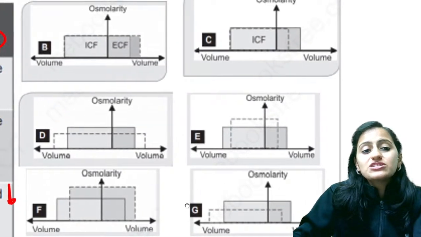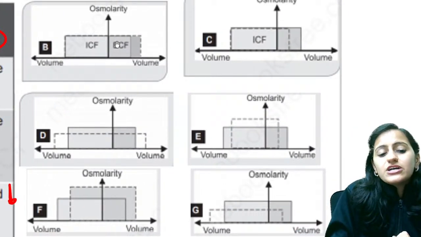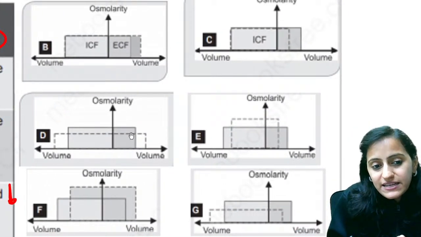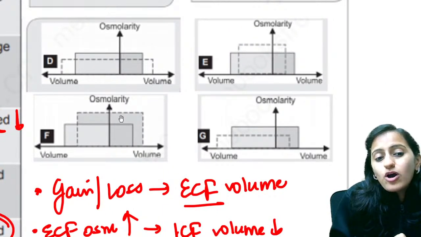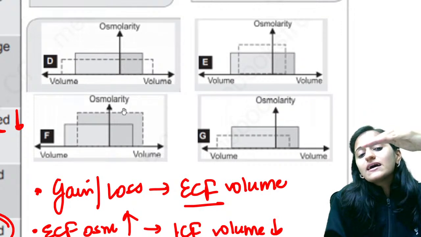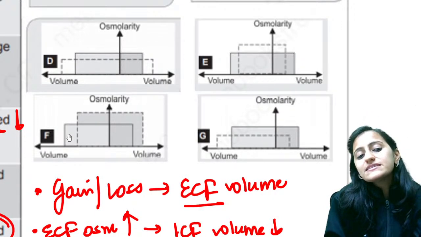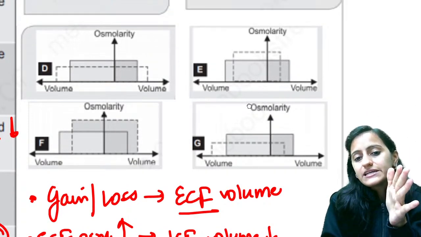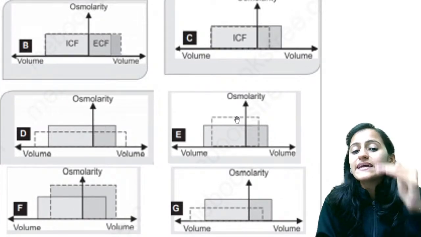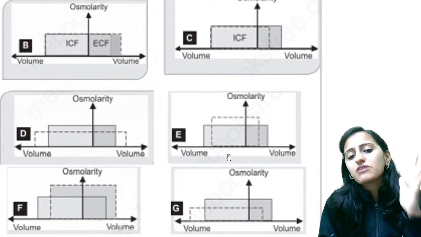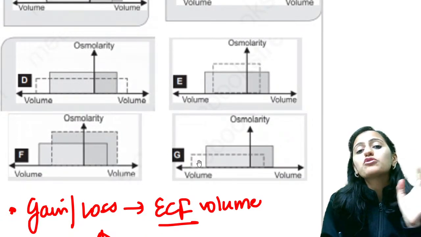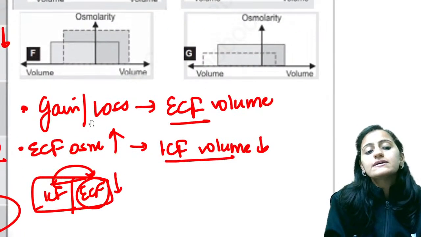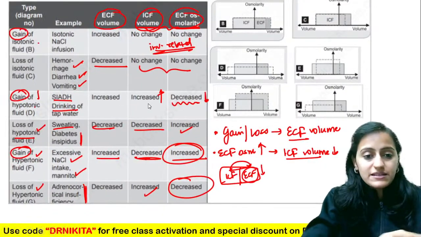look at the change in the ICF volume. When osmolarity is decreasing, you can see the ICF volume is increasing. When osmolarity is increasing, the height is increasing, you can see this ICF volume coming inside. Osmolarity decreasing, you can see the ICF going out. Remember the second point, that these are inversely related.